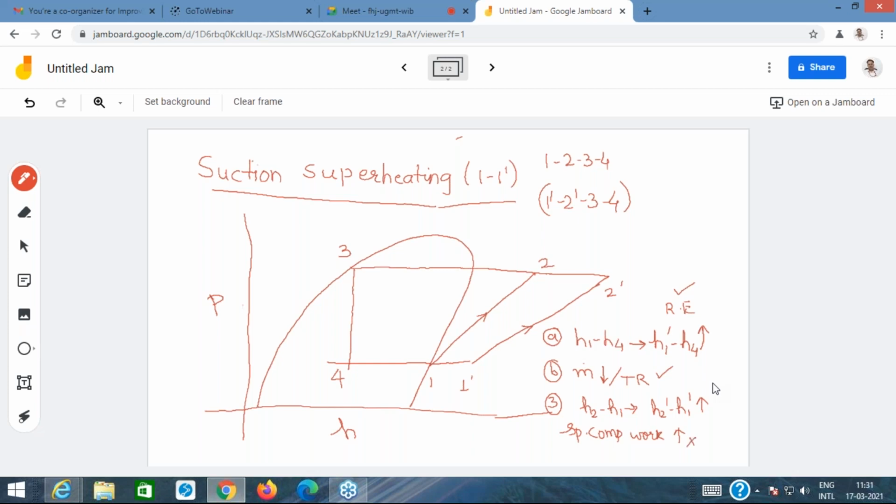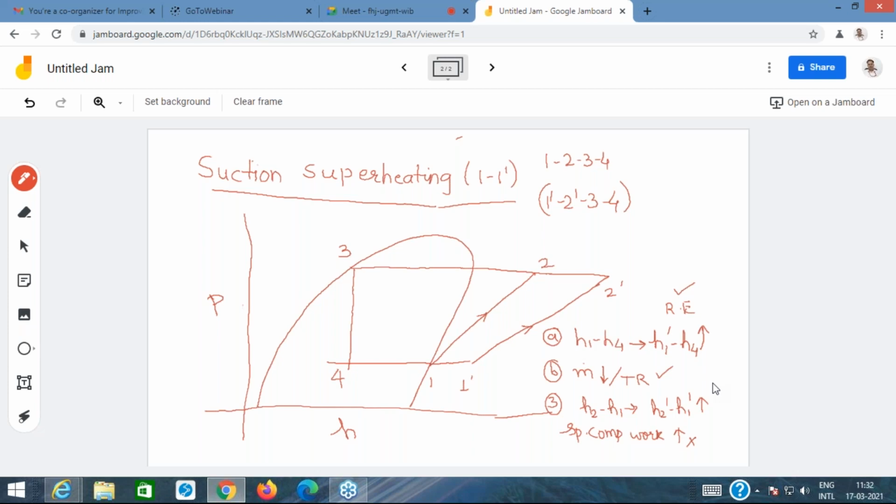It's not desirable. But because you know that there is always a trade-off in real life, we cannot achieve everything we want. Similarly, by suction superheating, we would achieve two desirable things. That is, the specific refrigerating effect increases, the mass flow rate per TR would decrease, but the specific compressor work would increase. What would happen to the coefficient of performance?